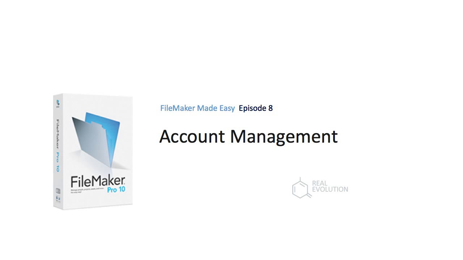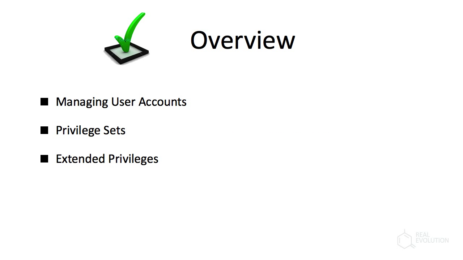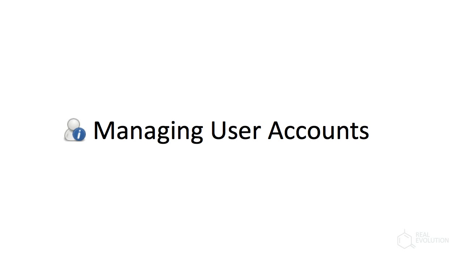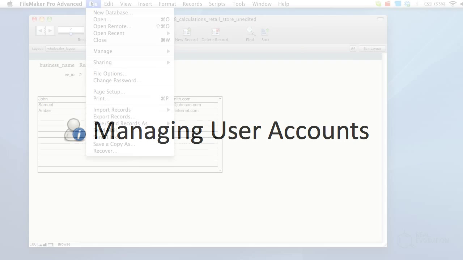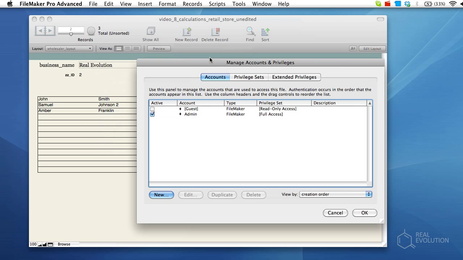Account management and security in FileMaker is often described as comprised of two components. Firstly, controlling who can get in, and secondly, controlling what they can access. Today we'll be covering managing user accounts, privilege sets and granularity, and extended privileges. As discussed in the previous video, you can access the account management window by selecting File, Manage, Accounts and Privileges.